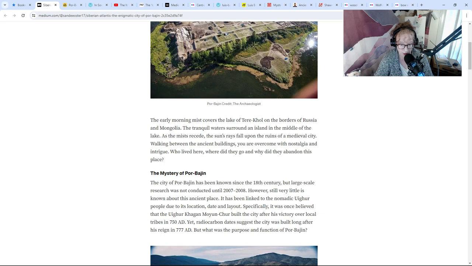The early morning mist covers the lake of Terekol on the borders of Russia and Mongolia. The tranquil waters surround an island in the middle of the lake. As the mist recedes, the sun's rays fall upon the ruins of a medieval city. Walking between the ancient buildings, you are overcome with nostalgia and intrigue. Who lived here? Where did they go, and why did they abandon this place?